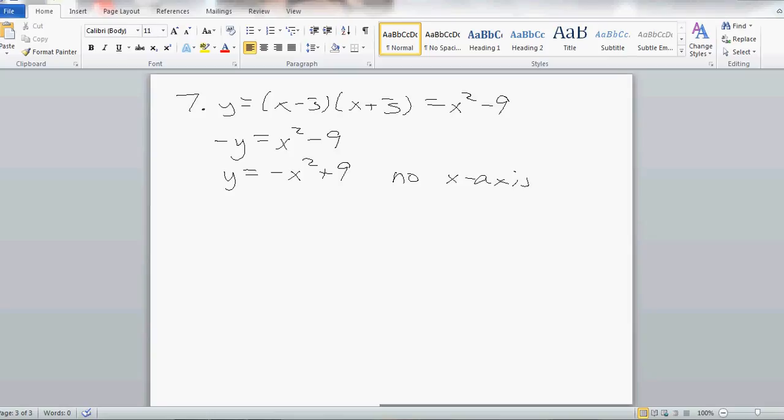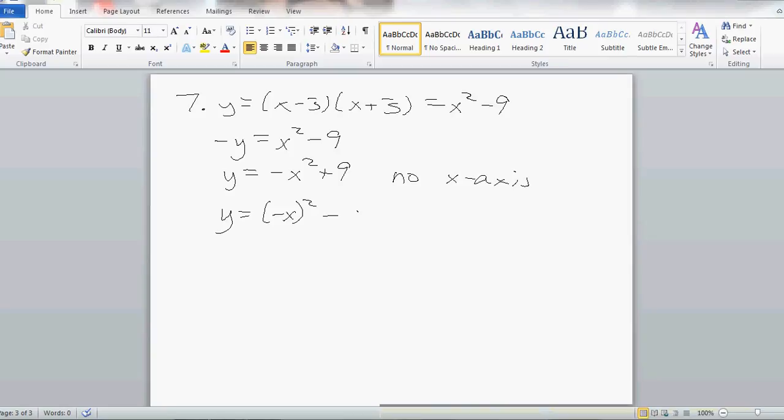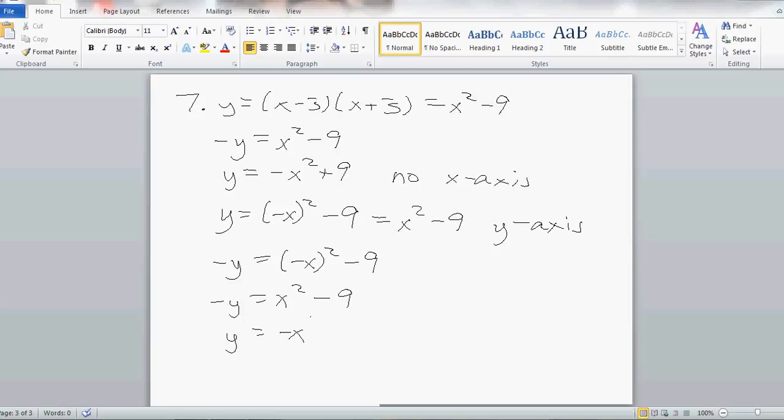Now we're going to negate x. Oops, that's a minus, not a plus. And this is identical to the original, so there is y-axis symmetry. And then finally, negating both of them, y would equal this, and therefore there's no origin symmetry.